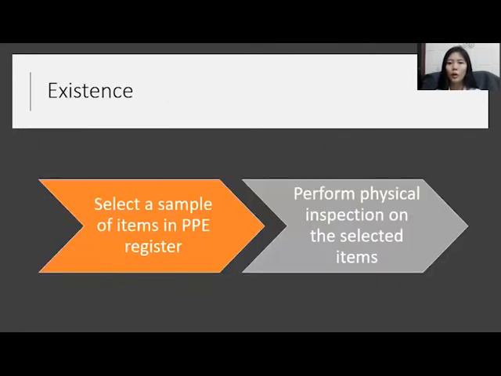Existence. When we perform the PPE audit, we test the existence assertion to ensure that the PPE balance shown on the balance sheet really exists at the reporting date. Tests of existence in PPE audit include selecting a sample of items in the PPE register and performing physical inspection on the selected items. When performing the physical inspection of PPE, we need to make sure not only that the selected items really exist, but also that they are in working condition.